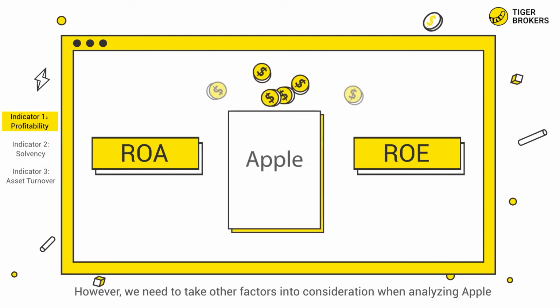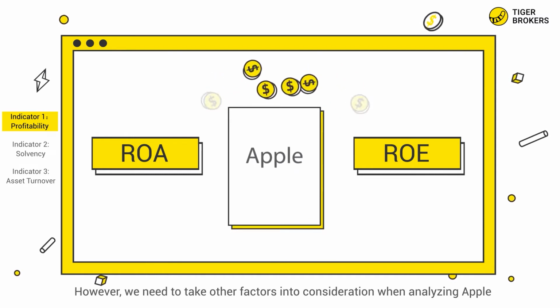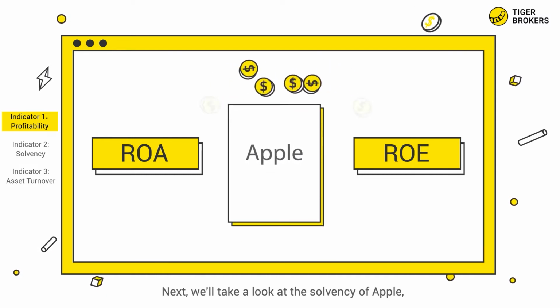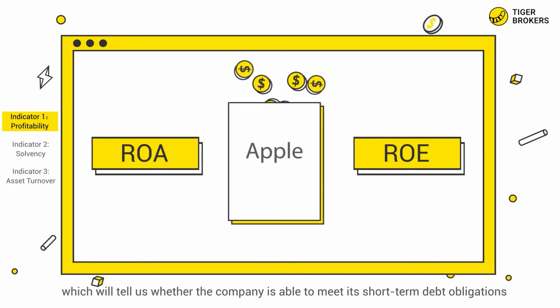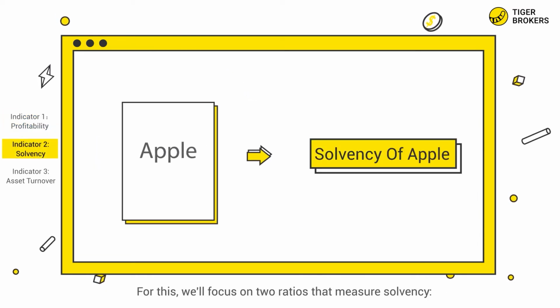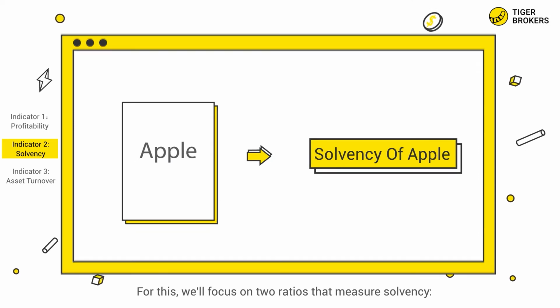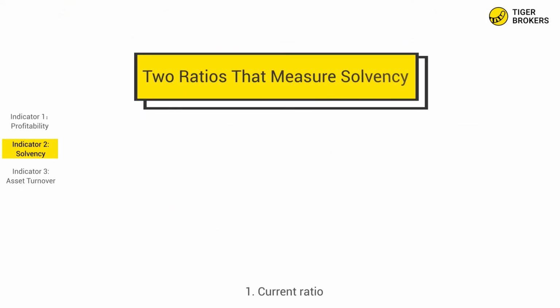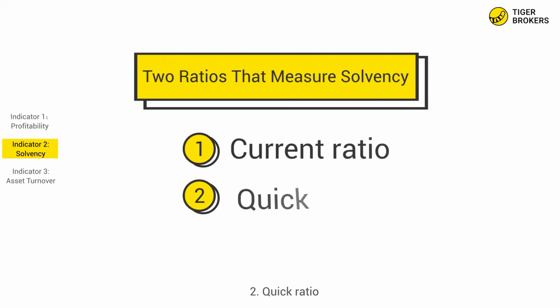However, we need to take other factors into consideration when analyzing Apple. Next, we'll take a look at the solvency of Apple, which will tell us whether the company is able to meet its short-term debt obligations. For this, we'll focus on two ratios that measure solvency. 1. Current ratio. 2. Quick ratio.